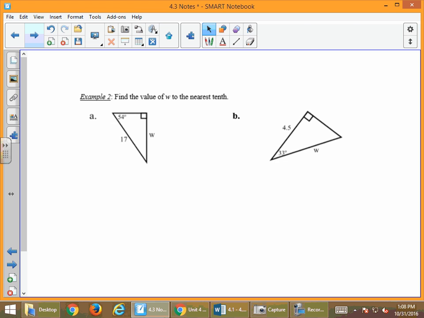Again, I know you guys have it on top of your paper, but some people don't. But the first thing you should always write at the top of your paper when you come in is going to be the SOHCAHTOA.